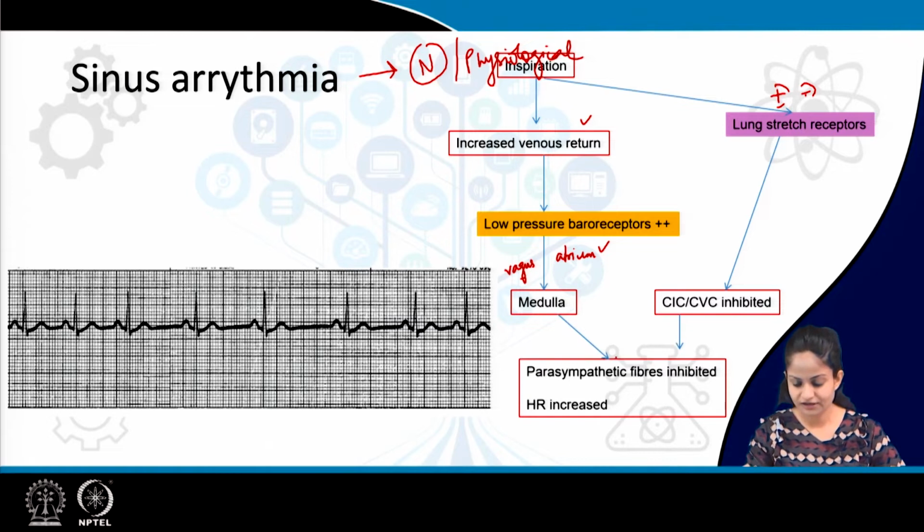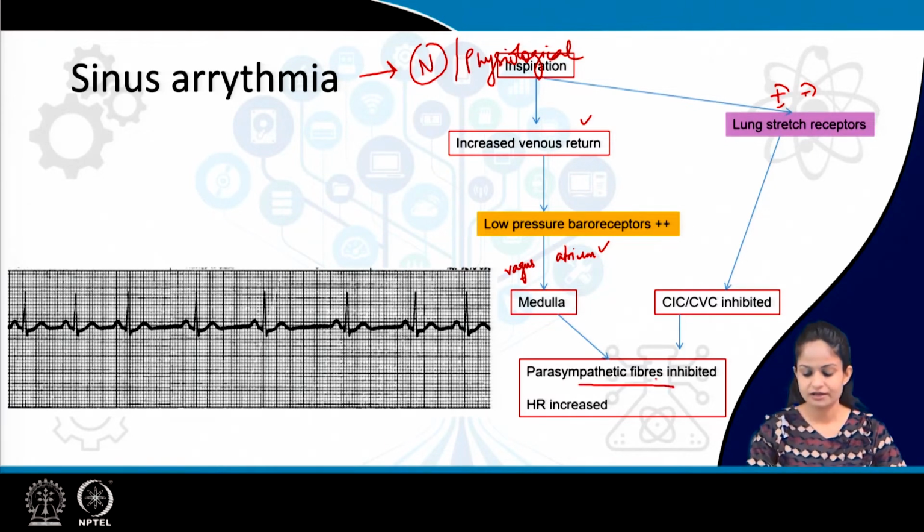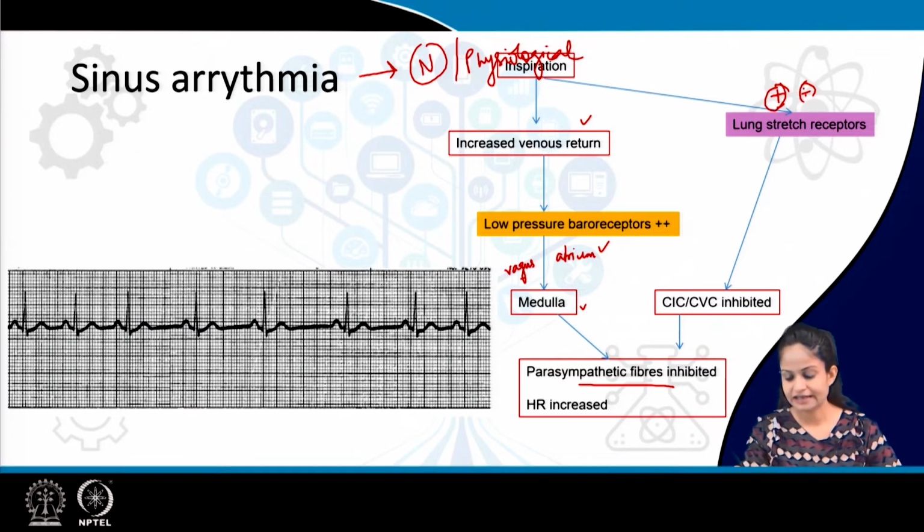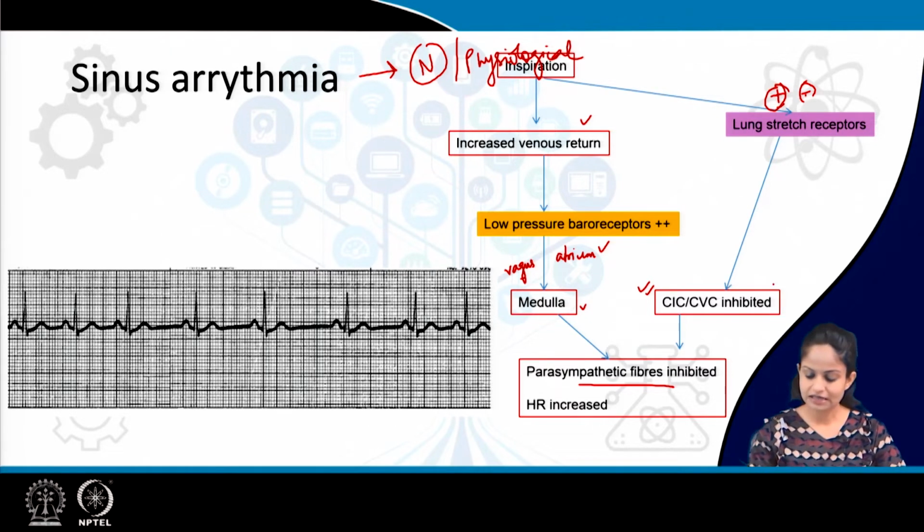Here, this will further inhibit the parasympathetic fibers. Now, vagal activity is inhibited means our heart rate is increased, the sympathetic activity is increased. So, parasympathetic fibers are inhibited from the medulla, and also the lung stretch receptors which were stimulated directly inhibit the cardiac vagal center or cardiac inhibitory center. This is also present at the level of medulla. So, when the cardiac inhibitory center or cardiac vagal center is inhibited, again the parasympathetic or vagal activity is decreased, and so the heart rate will increase.